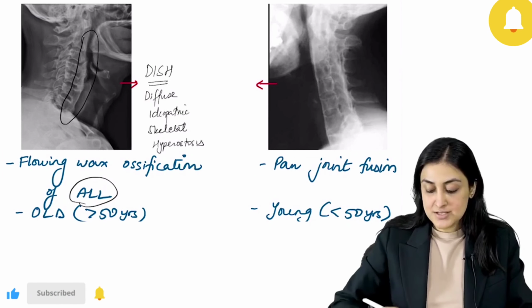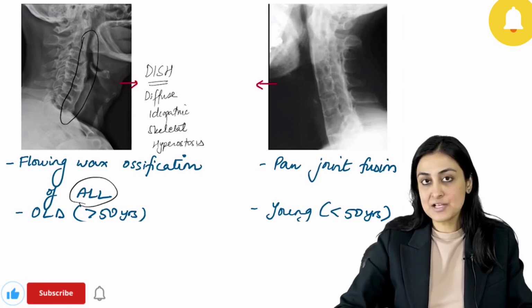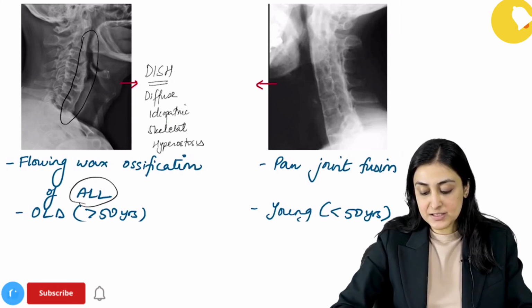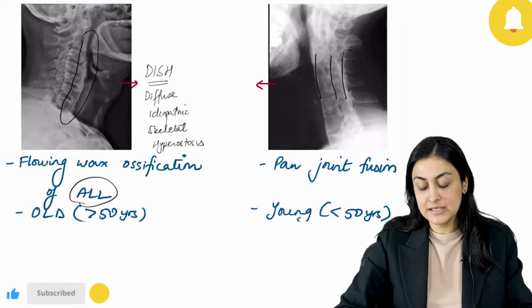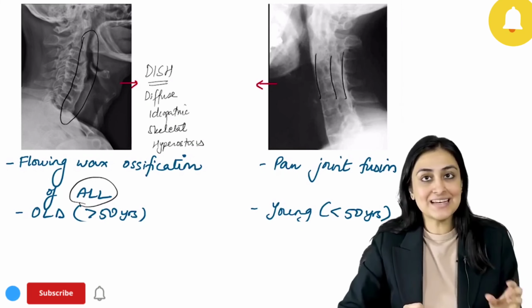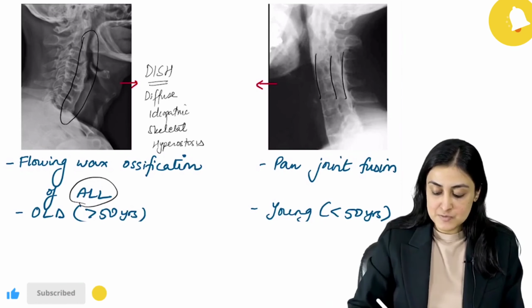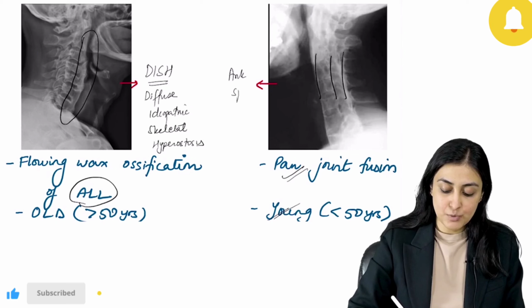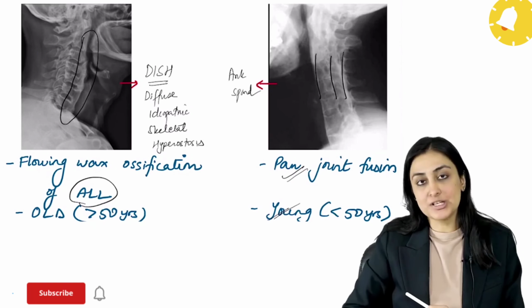And just to contrast it, in the cervical spine with ankylosing spondylitis, based on a previous Ames question, we'll have that there is this complete fusion of the spine, right? So remember, here you have ALL flowing ossification, this pan joint fusion, young person, this is ankylosing spondylitis, alright? So this is ankylosing spondylitis.